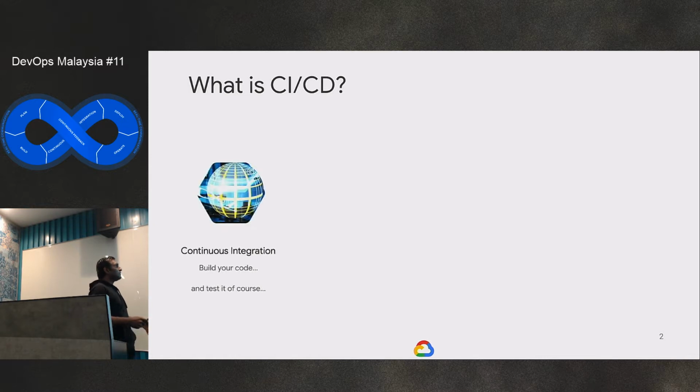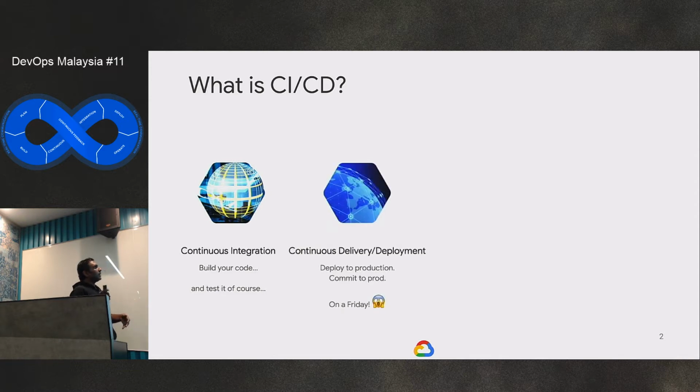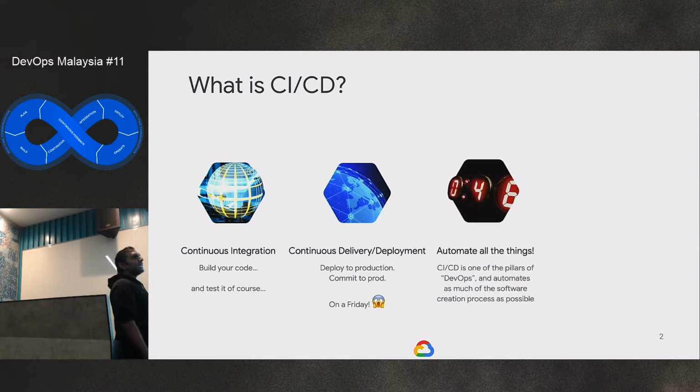So CI usually is continuous integration. What that means is you commit and then you build your code, right? And of course you test it. CD is delivery and deployment. So you commit to production, don't do any testing, deploy it straight to production on a Friday and go off on holiday. Sure, that's the best way to do it, right? In other words, it's also automating everything. So it's one of the pillars of what we call DevOps, and essentially introduces automation to a significant part of the software development process.